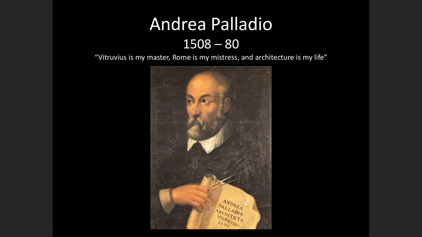And he had a quote, which I think is a pretty cool quote for an architect. Vitruvius is my master, Rome is my mistress, and architecture is my life. So if you become a great architect, you better have a quote or a theme that you live by, and this was his.